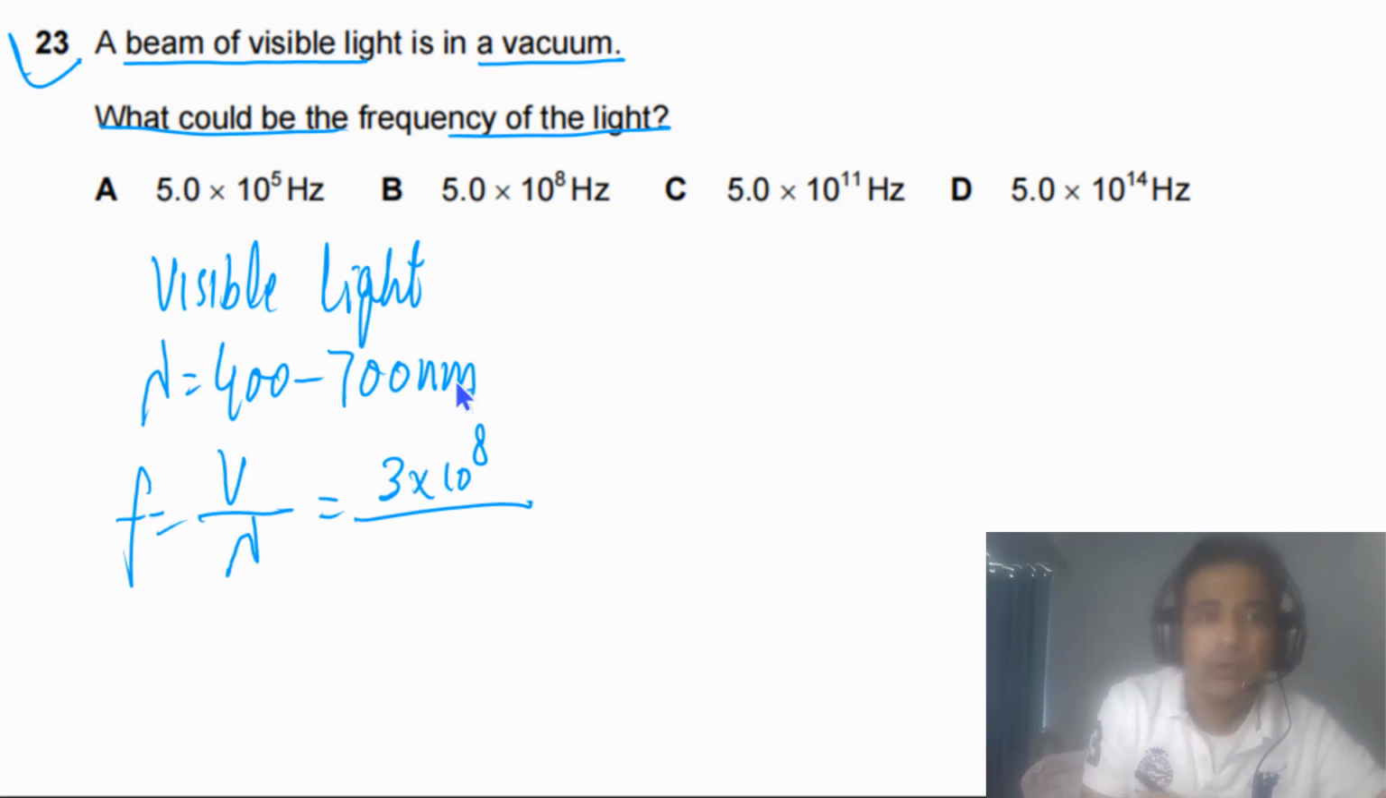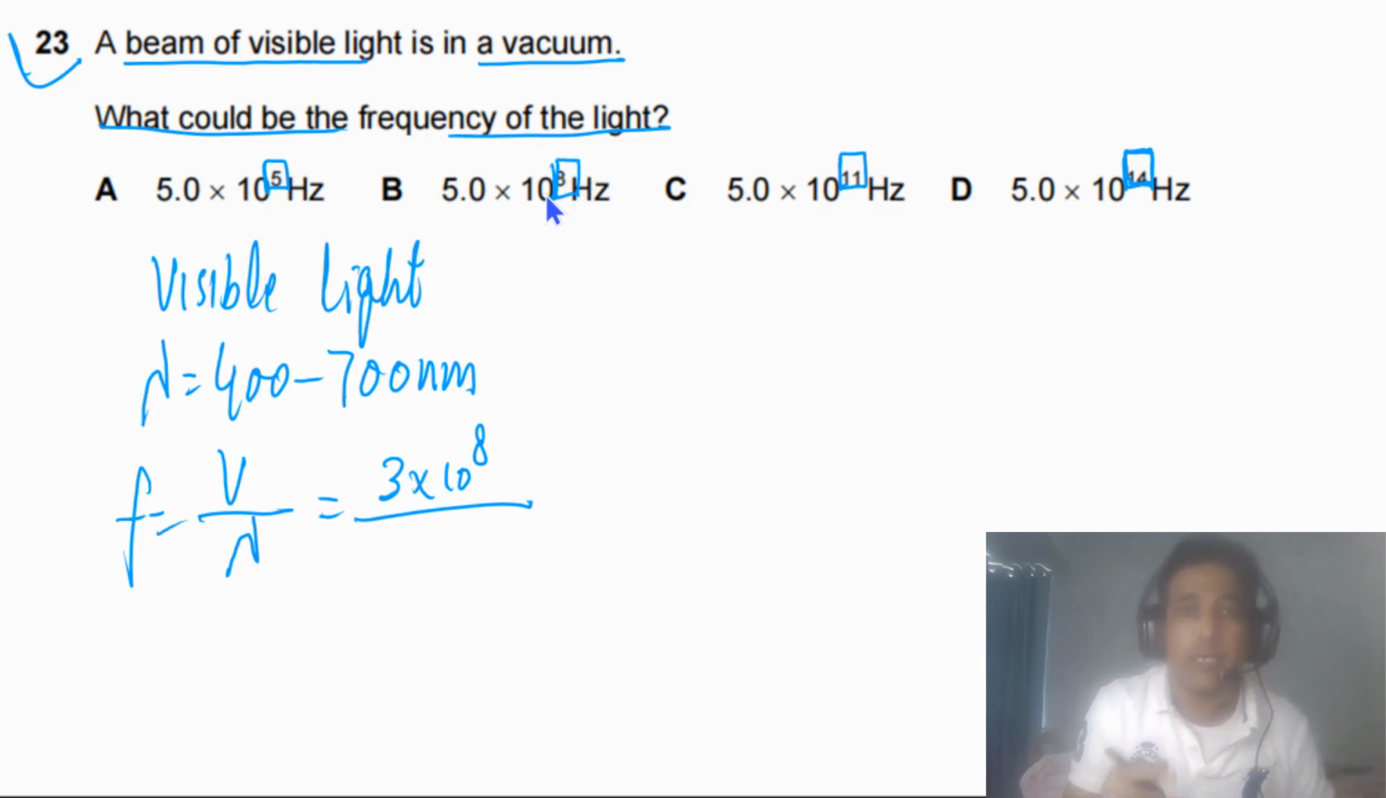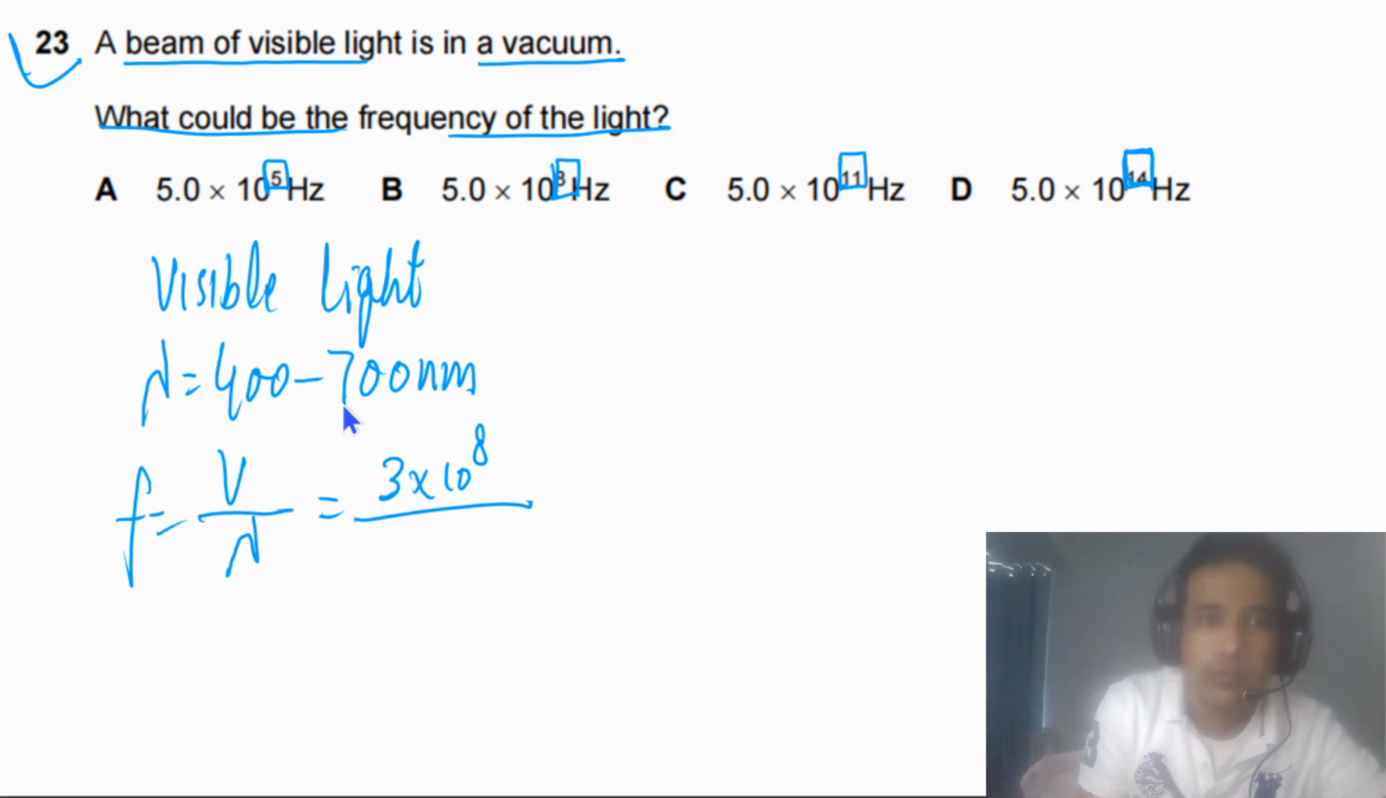We have a range of wavelengths. You can use any value. You can use the minimum value, you can use the maximum value. Your result will be almost the same. There will not be a big difference, because here this is 10 to 11, this is 10 to 14, 1000 times greater. Here this is 10 to 5, this is 10 to 8, 1000 times difference. So it will not make a big difference. So we can take an average value around 600 nanometers.